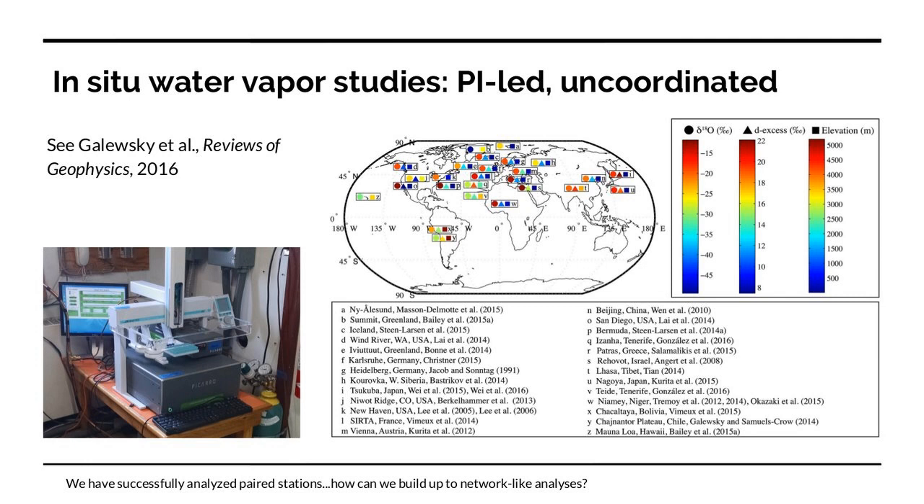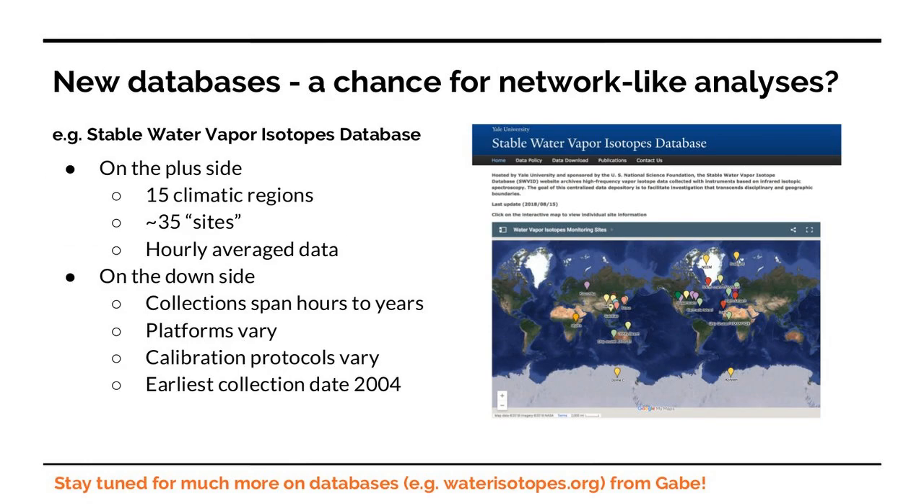Lacking a real coordinated in situ network, there's been an attempt to synthesize what water vapor data there is through various database efforts. You could imagine using these databases with an almost network-like analytical approach. I don't want to talk too much about databases because I'd be stepping on Gabe's toes. I imagine we're having a presentation down the line on that. But I'll give you one example of a recent database on Yale and Harvard's websites, the Stable Water Vapor Isotopes database. It's got about 35 sites that cover 15 climatic regions, and it's providing hourly average data.